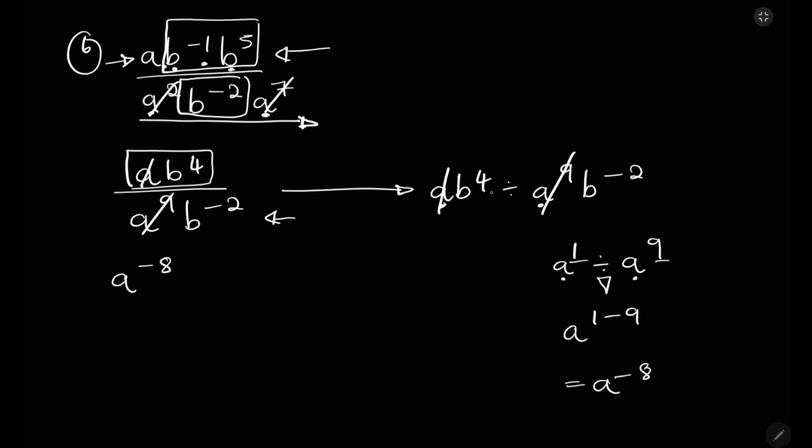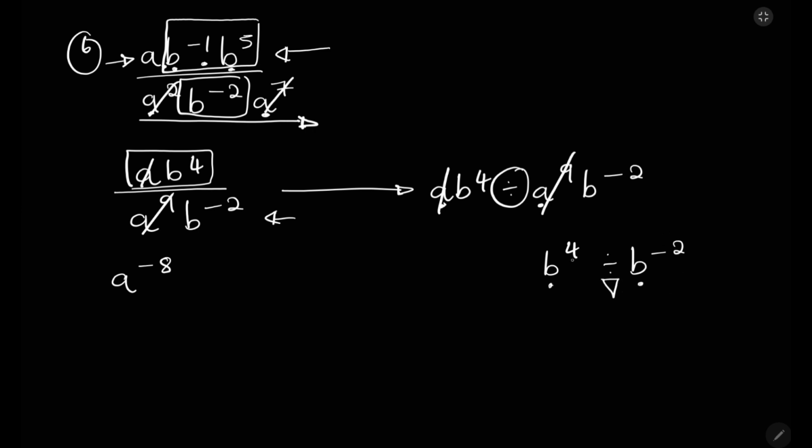We're left with b to the power 4 and b to the power negative 2. You have b to the power 4 divided by b to the power negative 2. You have the same bases that are divided. What do we do to the exponents? We subtract them. So this will be b to the power 4 minus negative 2. What is 4 minus negative 2? It's 6. Again, verify with a calculator. So this will be a to the power negative 8 and b to the power 6.